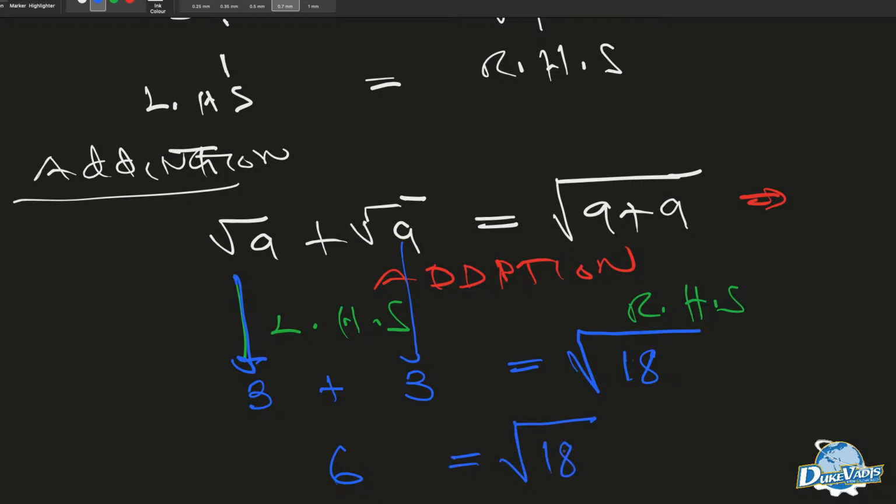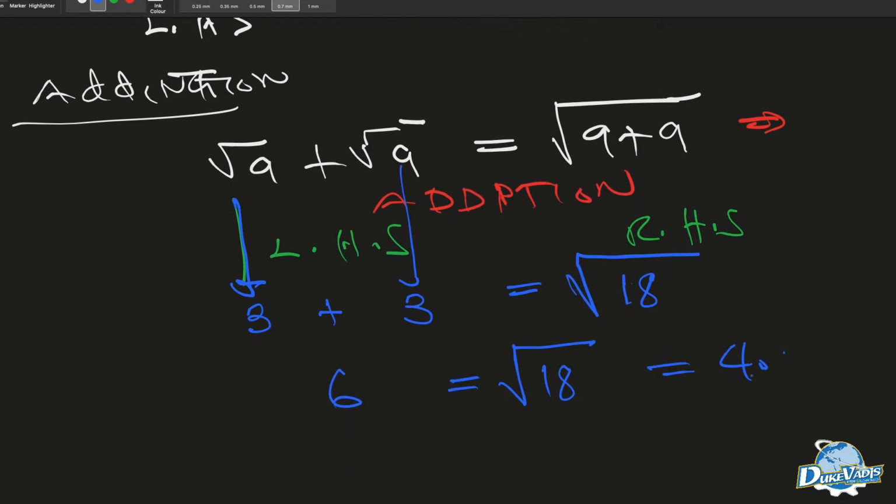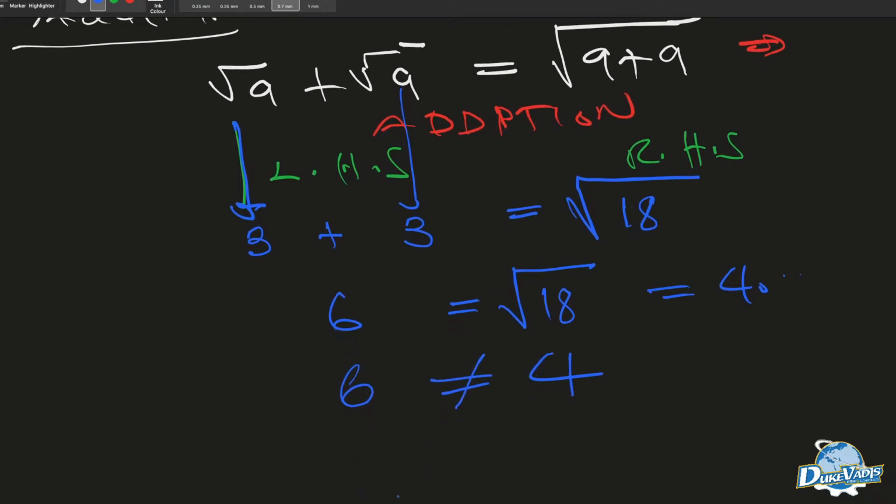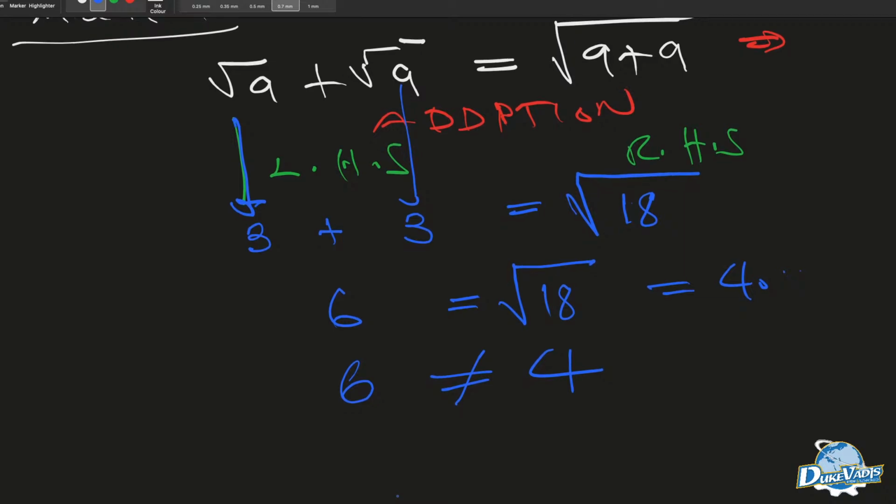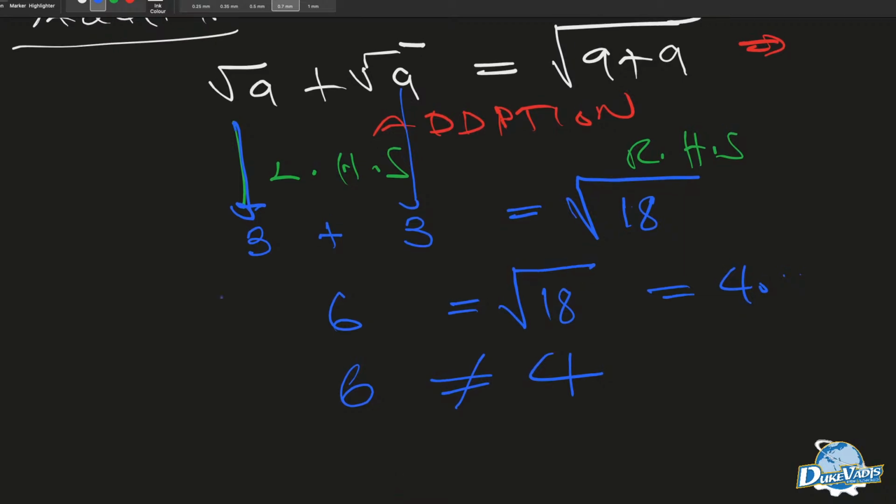What is the square root of 18? Who can tell me? It's 4 point certain value. So even if it's 4, they say that 6 is not equals to 4. So now we have seen that the same number, square root of 9, when we put them together, we can say that square root of 9 plus 9 will be square root of 18. It's wrong.